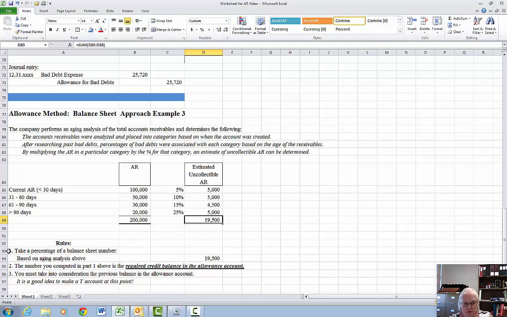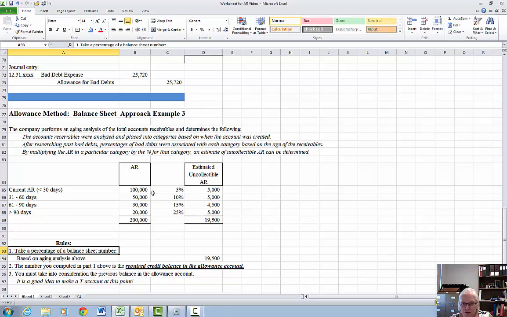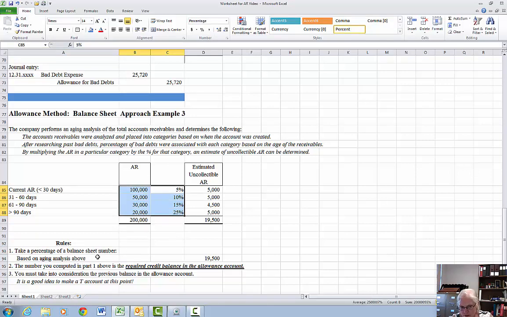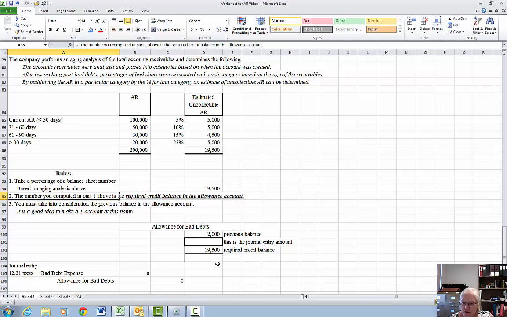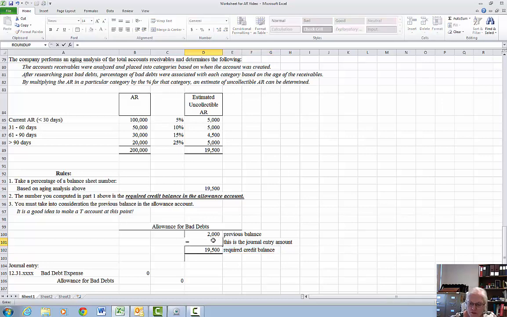Okay, so rule number 1, take a percent of a balance sheet number. So we took different percentages of all balance sheet numbers, and based on that aging analysis we think $19,500 will be the bad debt, will be the amount of uncollectible accounts. So that number we computed is the required credit balance right here in our T account. So put in the previous balance, put in what you want it to be, and then compute the formula for what you need in your journal entry, which is the difference of $17,500.